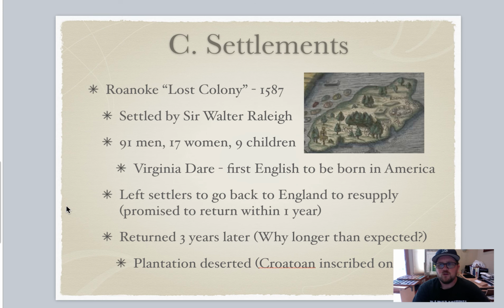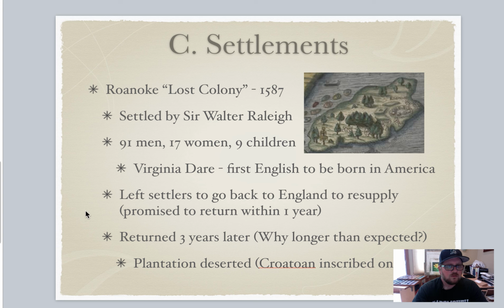During period 1, the one English colony that was set up is called Roanoke, or the Lost Colony. Typically, that does not get put onto the AP test. But again, this was the one attempt by England to colonize North America in this early time period. Sir Walter Raleigh will be the colonist, along with several others. There'll be 91 men, 17 women, and 9 children.